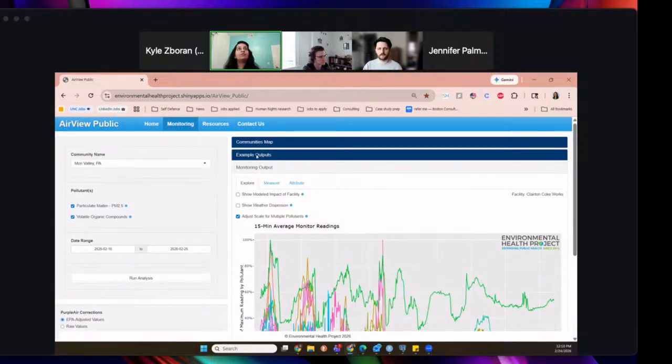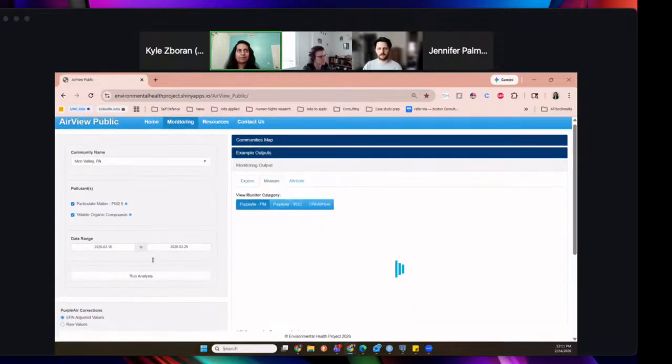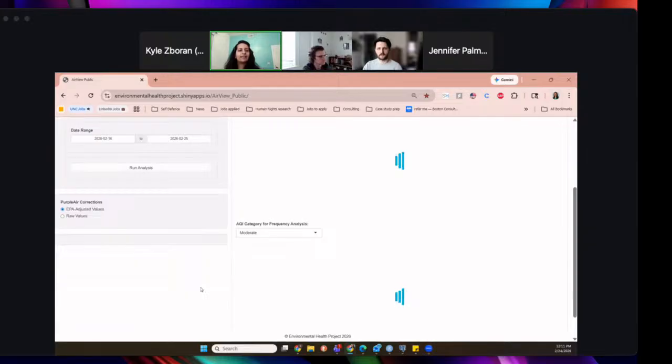Now, let's move on to the Measure tab. This section helps us summarize what those readings mean in context of EPA standards.